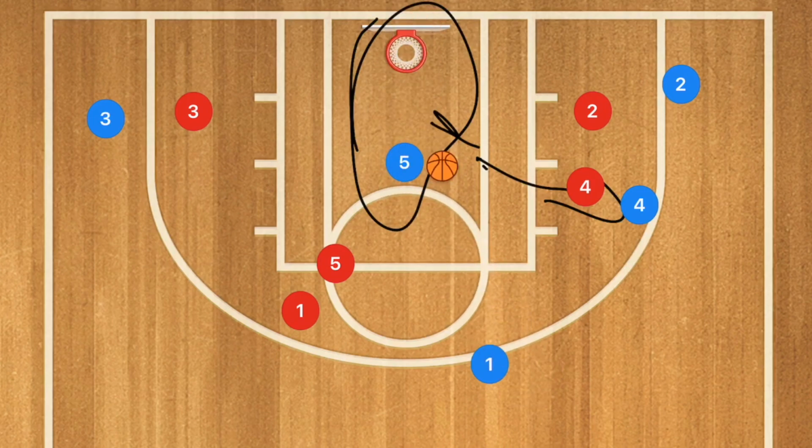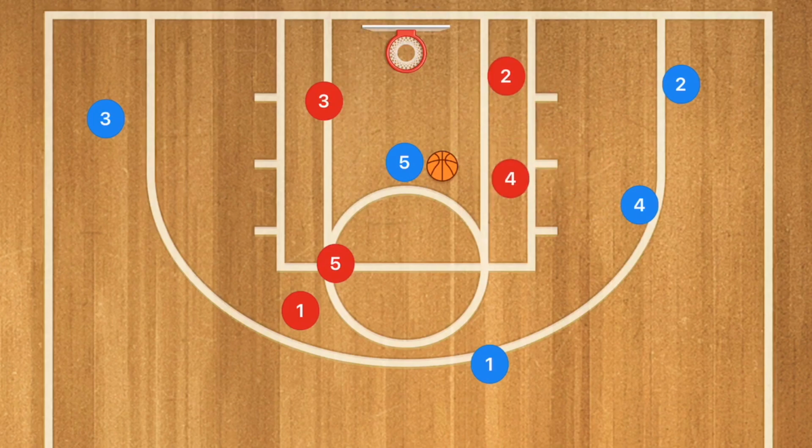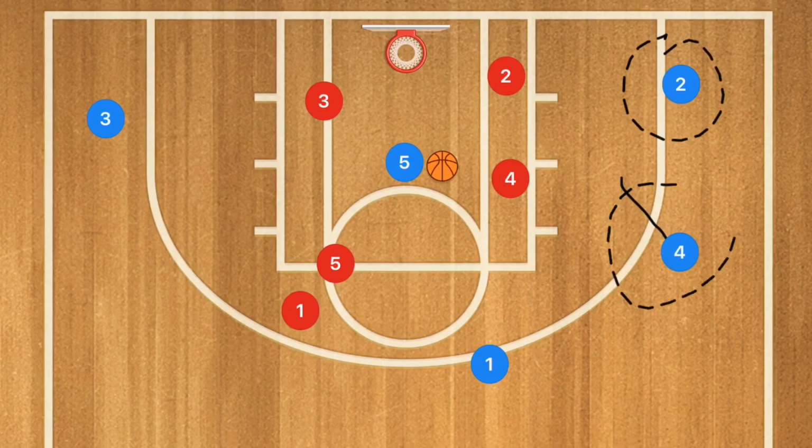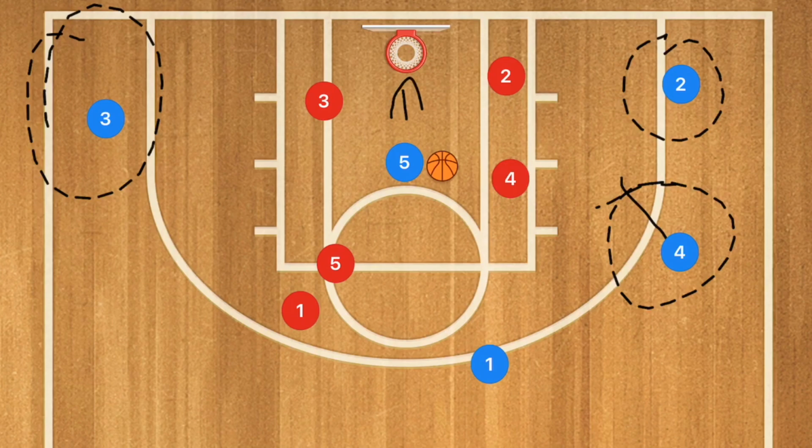That is one option. But there's all these players who are playing help defense. So what we're looking for here is a possibility of a 3-point shot from multiple players on the court, or a layup from player 5.